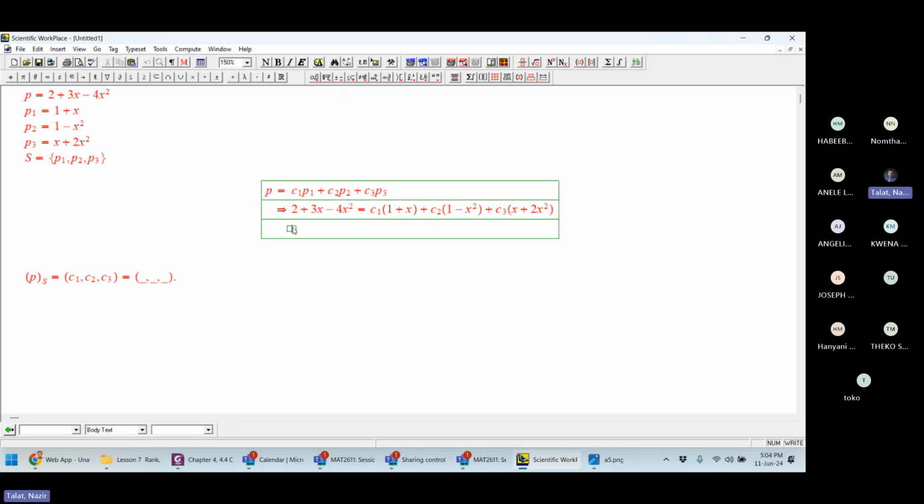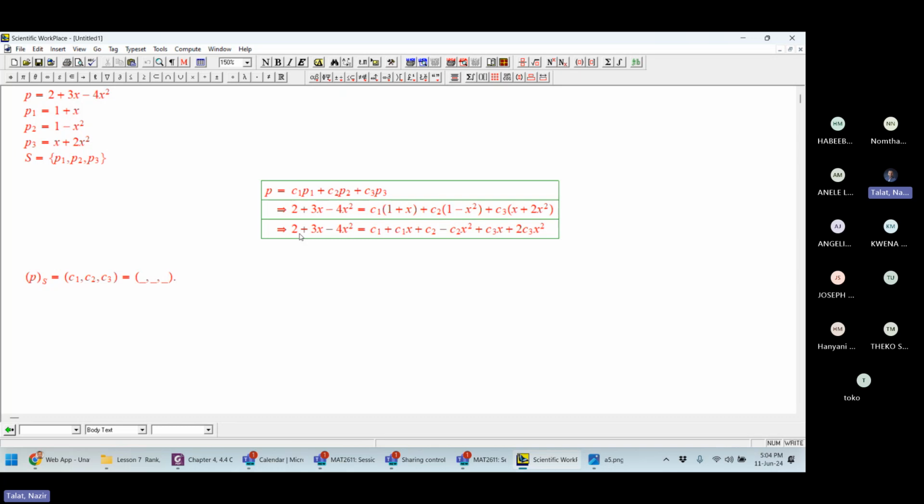Now, as I told you, we need to write this into a form where this side will be the same. We just need to stay on that and apply some steps, like comparing the coefficients. For instance, if you multiply through all of the entries, it becomes C1 plus C1x. Here it becomes C2 minus C2 times x square, and here it becomes C3x plus 2 times C3 x square.